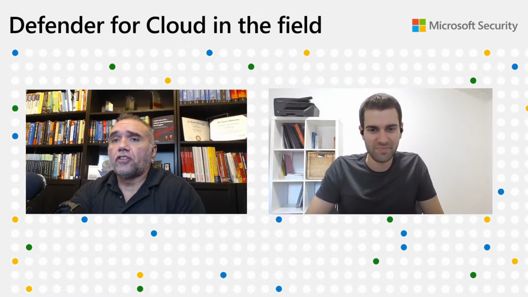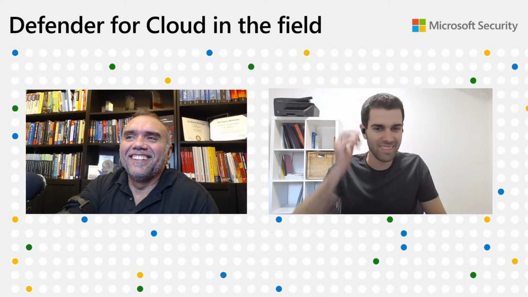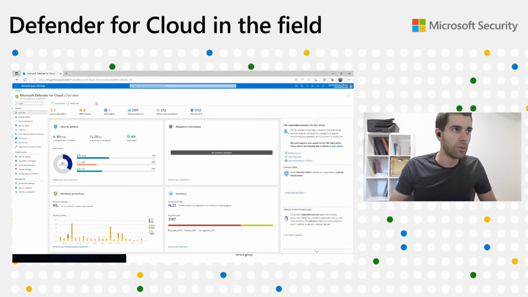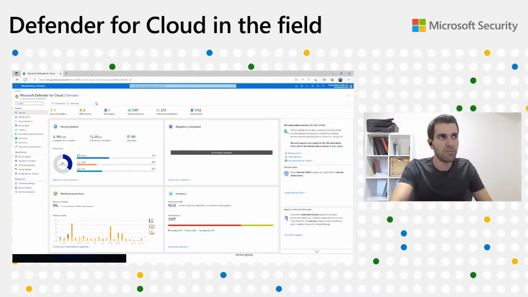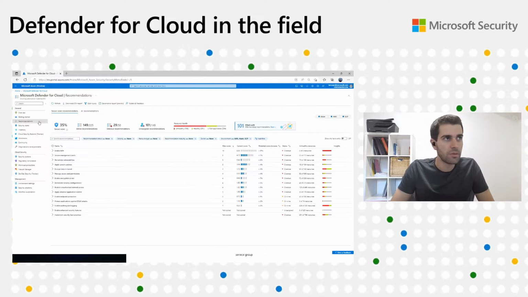Well, show me now. Sounds good. So from the main page of Defender for Cloud, I will go to security recommendations. Here in security recommendations, you can see the list of all security issues found by Defender for Cloud.